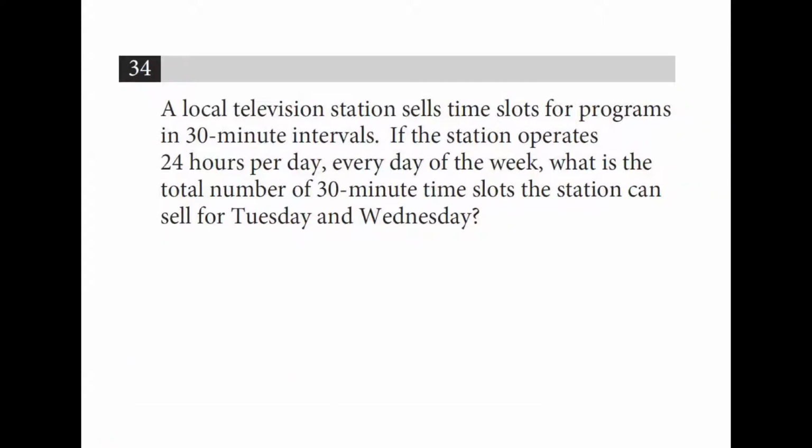Number 34. A local television station sells time slots for programs in 30-minute intervals. If the station operates 24 hours per day, every day of the week, what is the total number of 30-minute time slots the station can sell for Tuesday and Wednesday? So Tuesday and Wednesday represent 2 days.